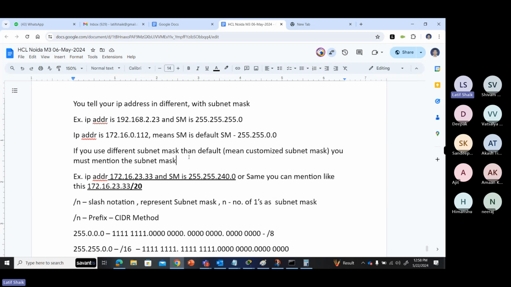And subnetting calculations, I'm not teaching, I'm just giving some examples only. It really takes time. At least one day you have to spend to understand subnetting calculations.